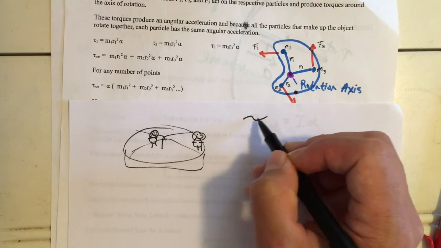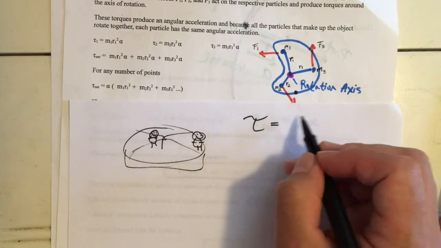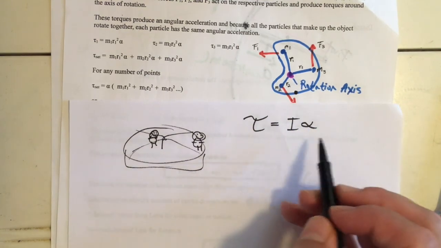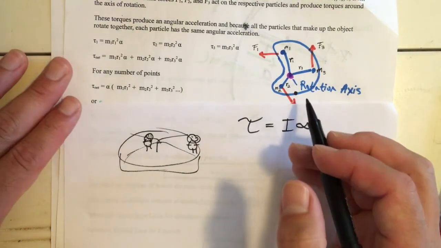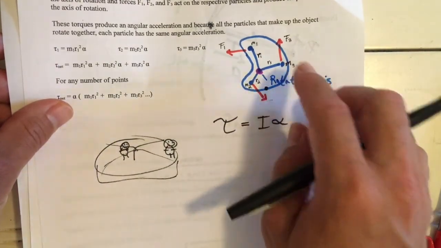Why do torques cause angular acceleration? Because instead of F equals ma, we can say torque equals I alpha. So a torque causes an angular acceleration. All right, but anyways, this idea of I here, right? Well, what is the moment of inertia of this object?